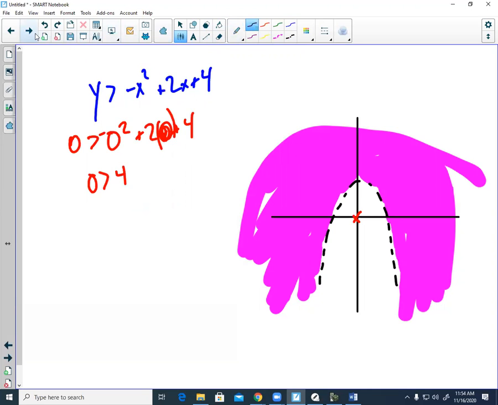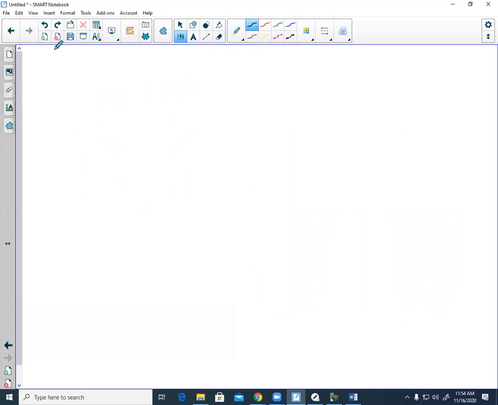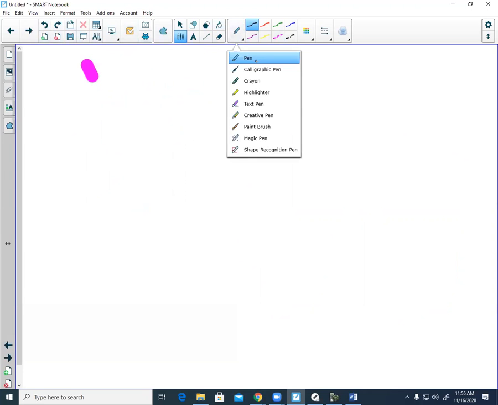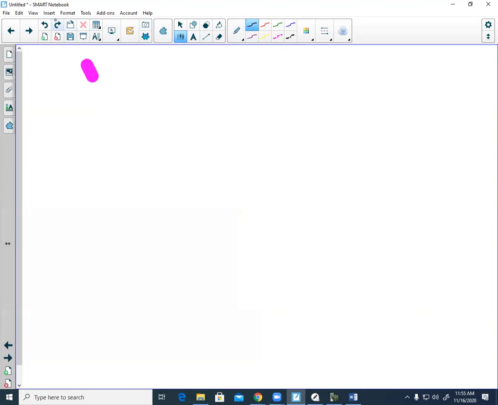Your system of inequalities could look something like this, where we have y is greater than x squared minus 4, and your other one would be y is less than or equal to negative x squared plus 3x plus 5. Something like this.